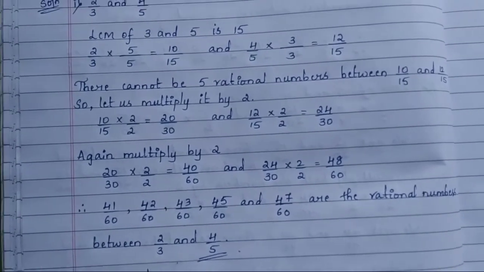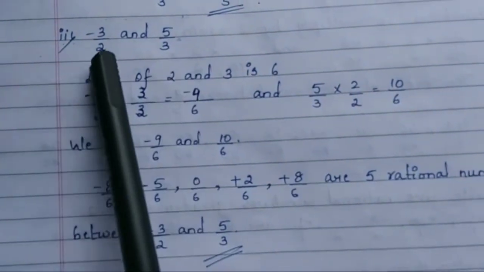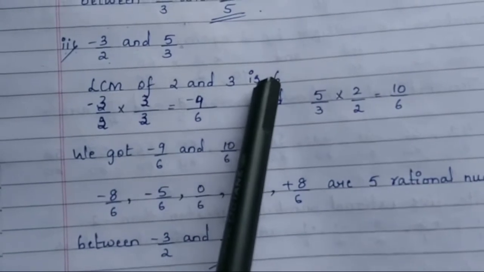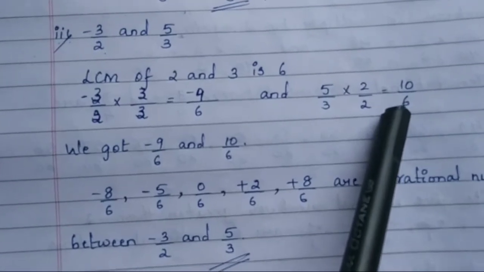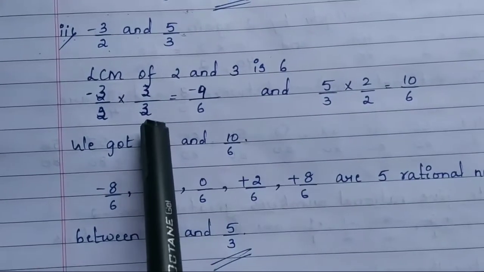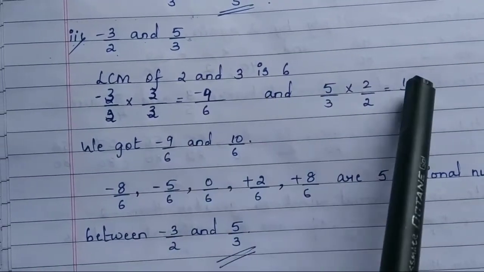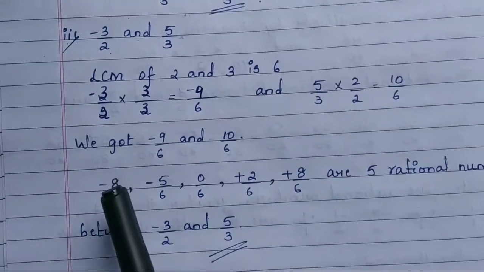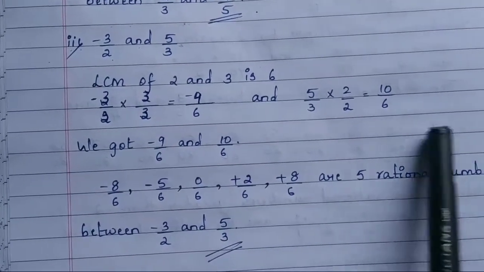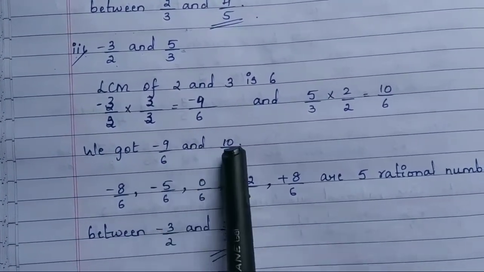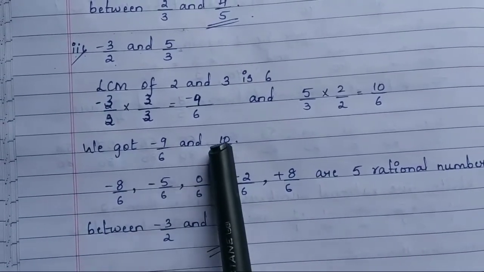Okay. So the second one is minus 3 by 2 and 5 by 3. So 2 and 3, LCM of 2 and 3 is 6. So 2 3s we are getting 6. Similarly 3 2s we are getting 6. So what we have to do is we will multiply the same thing to the numerator here also, here also. We are going to get minus 9 by 6 and here plus 10 by 6. So we will get numerous numbers between minus 9 by 6 as well as plus 10 by 6. So we can write any 5 rational numbers out of these 2 numbers. Okay, you can choose any number between minus 9 by 6 and plus 10 by 6.